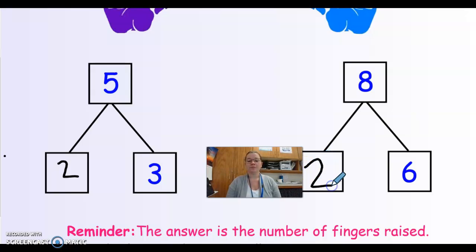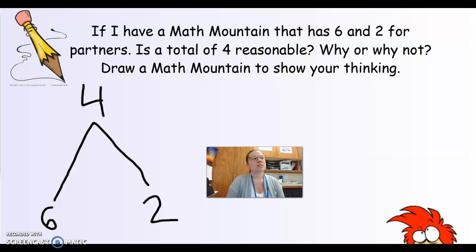2 again. Very good. Our next slide has us justifying our reasoning. So we have to tell why or why not if we agree. Okay? If we agree with the statement and we think it's reasonable, we have to tell why. And if we do not agree, we also have to say why we do not agree. So here's our math mountain.